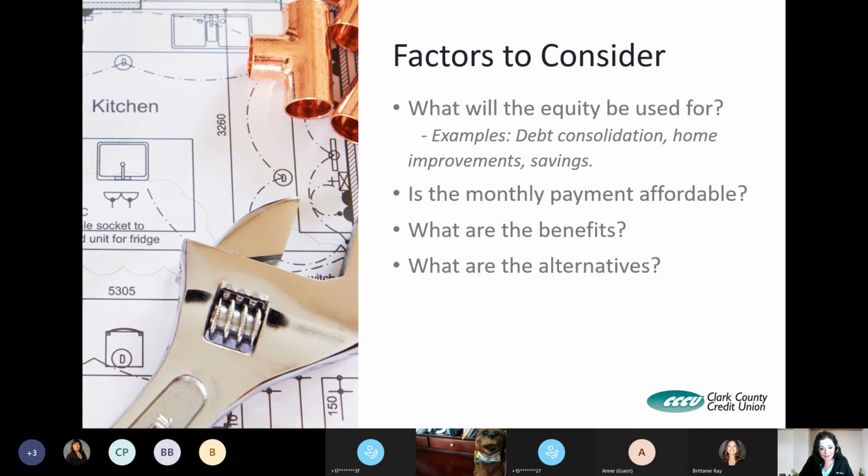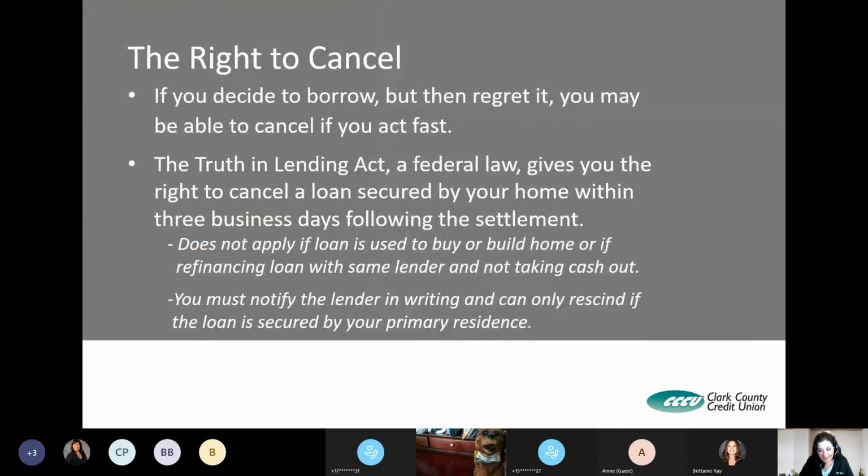Any questions? No. Okay. Right to cancel. As a homeowner you have the right to cancel this loan all the way up to 3 days after you sign your final loan documents.